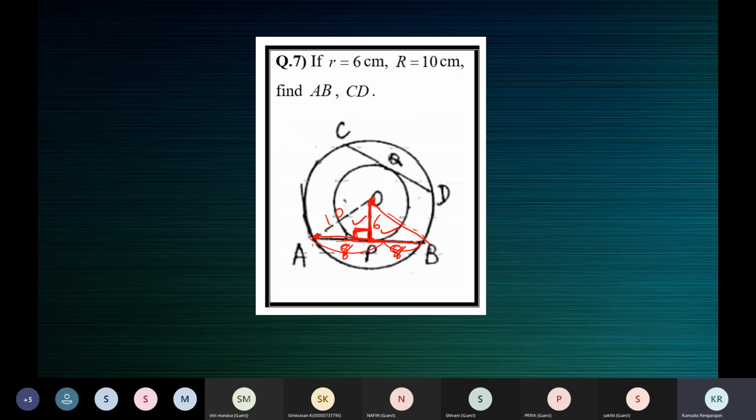And again, another theorem. Chords that are equidistant from the center are equal. So see here, OP is the perpendicular distance of AB from the center. OQ is the perpendicular distance of CD from the center. OP is equal to OQ. The distances are equal because they're the radii of the same circle. So AB is equal to CD.